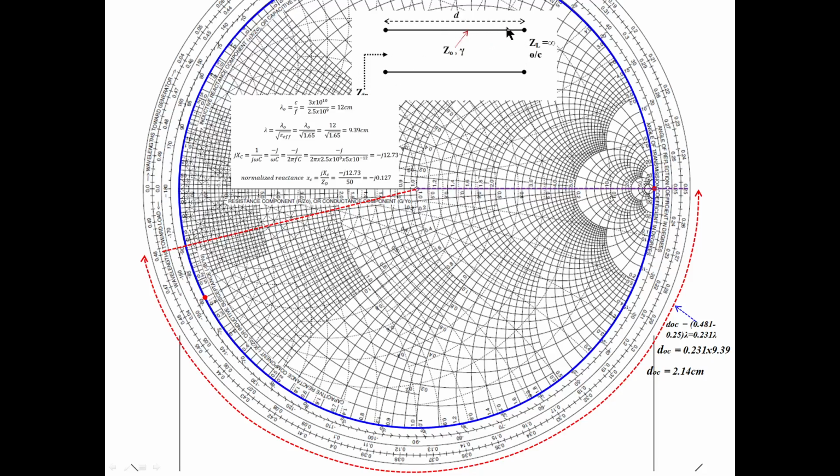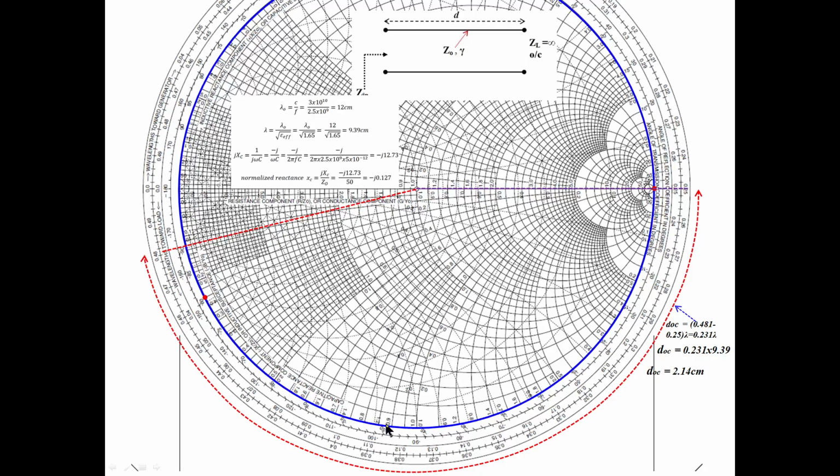As you move like this, the reactance value changes. You see here, reactance values are written here. Starting from here, you move in the clockwise direction. Whenever you find your required value of reactance, you stop. What is the required value of reactance? 0.127, the normalized reactance.